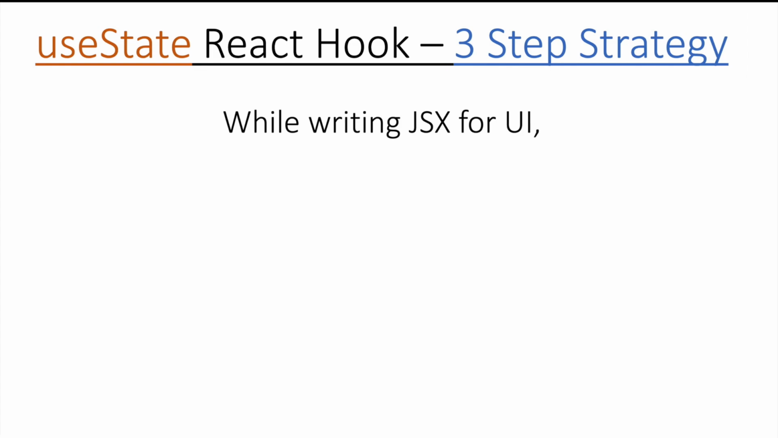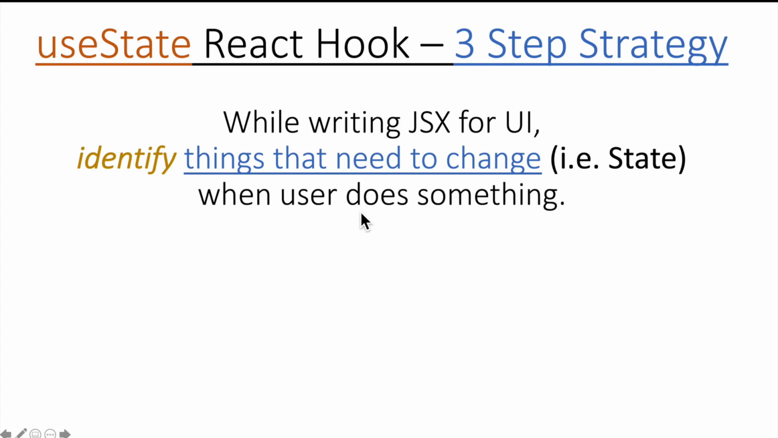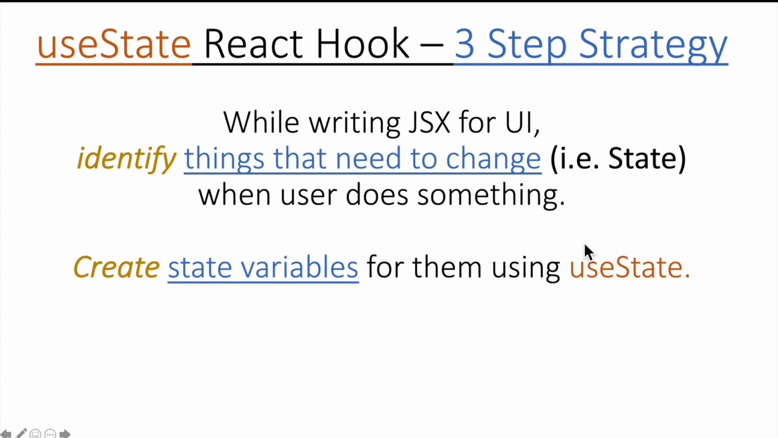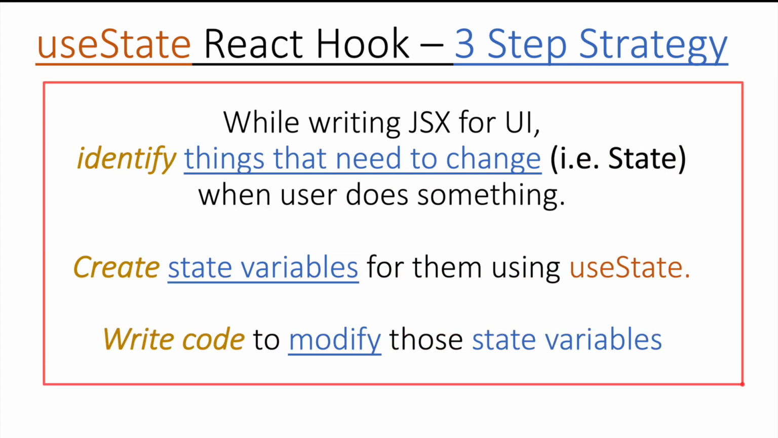The first step is, while writing JSX for UI, identify things that need to change when user does something. So when the user does something like clicking on a button, etc., if we want a few things to change in the UI, we need to identify those things first. And the second step is, then we have to create state variables for them using useState. And then the third step is write code to modify those state variables. And when state variables are updated, React will take care of updating the HTML DOM.